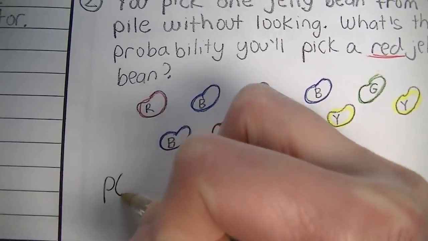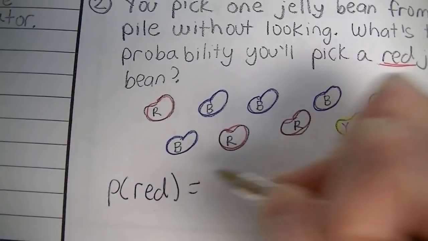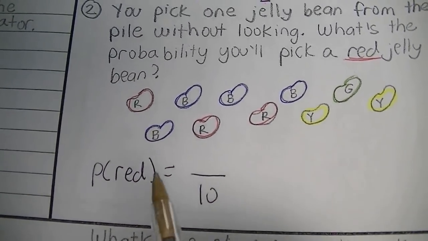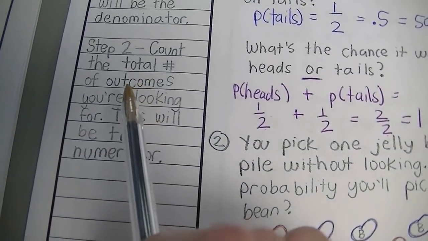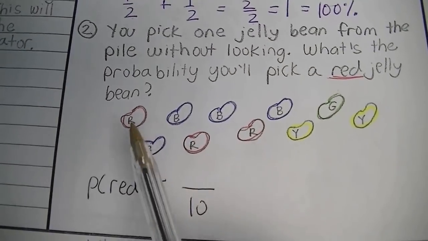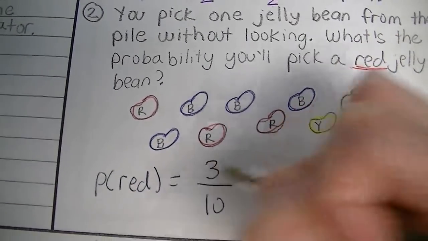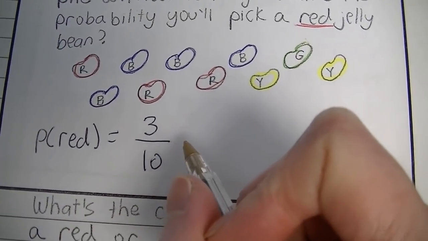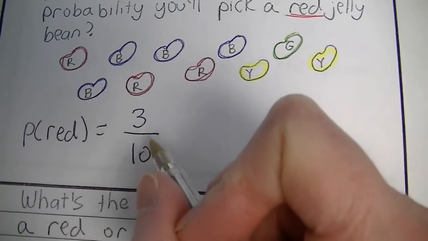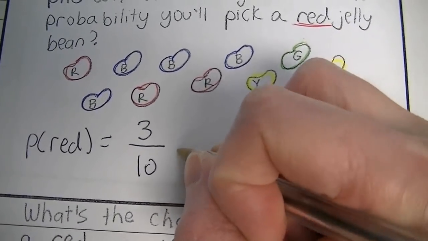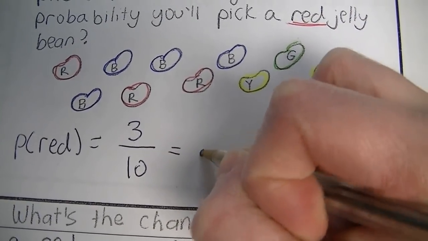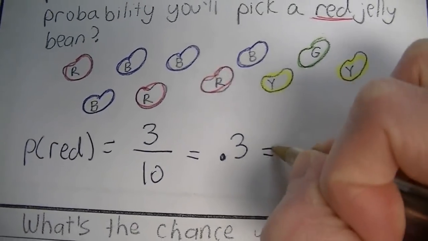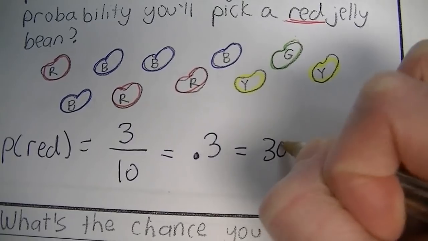But I need to write this: probability of picking a red. I know the denominator is 10 because there are 10 jelly beans sitting right there. And now for the numerator, count the total number of outcomes you're looking for. I'm looking for red. So 1, 2, 3. Okay? 3/10. If I could have simplified this fraction into a simpler looking fraction, you could have done that, but we can't. So I'm going to keep it as 3/10. 3/10 as a decimal, when I go 3 divided by 10, I get 0.3. Oh, look, that says 3/10. So these are equal. And that as a percentage would be 30%.